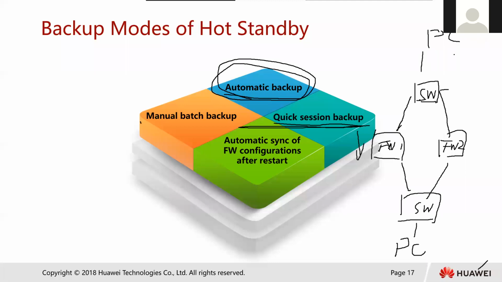If we use this quick session backup, what is it used for? If the packet data flow route is direct, but the reply route is different, from firewall 2 to reply to the PC, that means the reply route is different from the direct one and the opposite one.